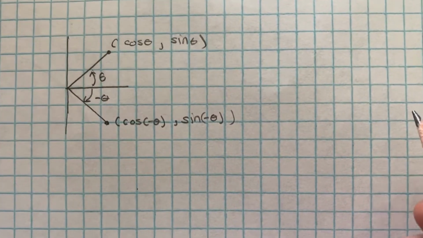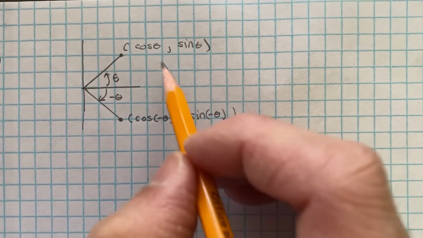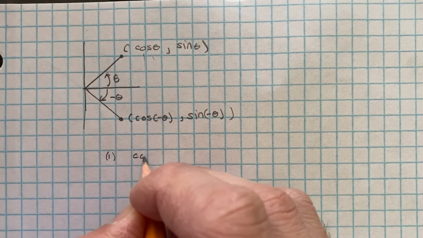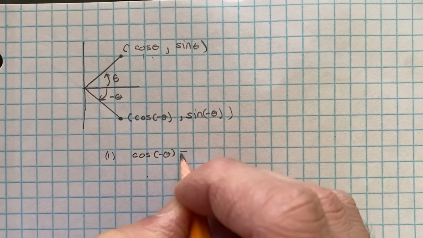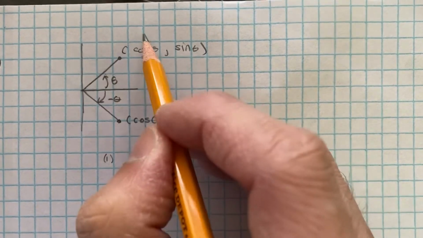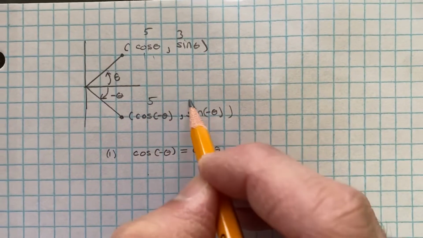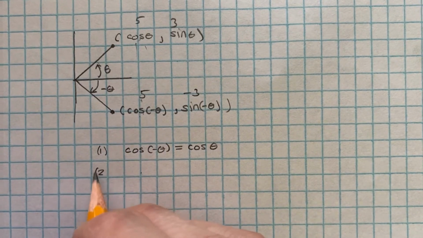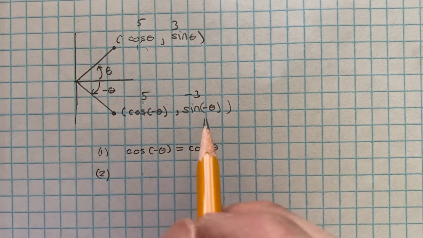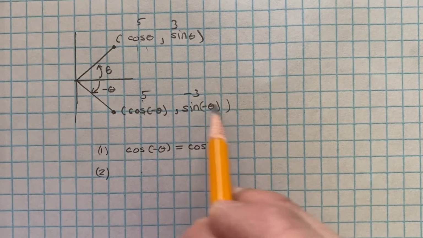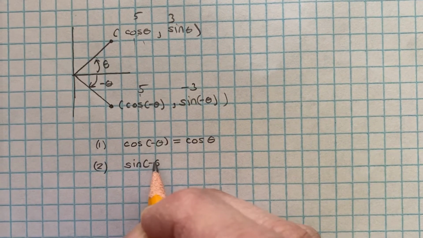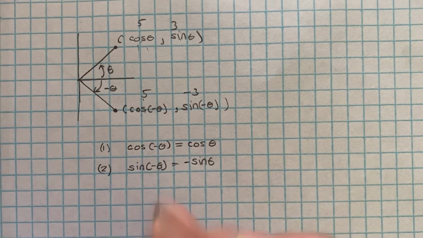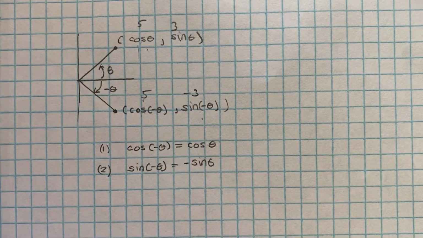Okay, so a couple of observations that you can make. Clearly, these two x values are the same. So your first trig identity, you could say cosine of negative theta is the same thing as cosine of theta. So again, if this is 3, this is negative 3. These x values are the same. If I ask you, what's another observation you can make? You could say, hey, this y value is the negative of this y value. Okay, negative 3 is the negative of this 3.